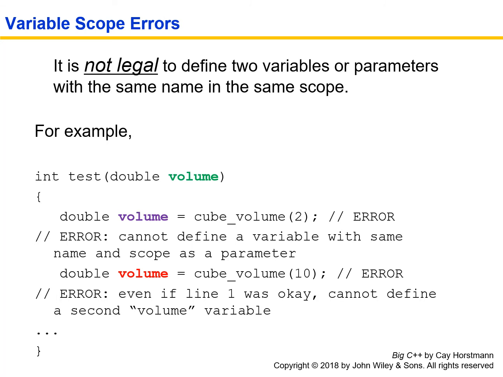Another scope error is that it's illegal to define two variables with the same name in the same scope. Notice that we have a parameter variable named volume. That's the green one. So the purple volume is an error because you can't define a non-parameter variable to have the same name as a parameter variable. The red volume is an error because even if line 1 was okay, we've just defined a volume. We can't define another volume in the same scope.